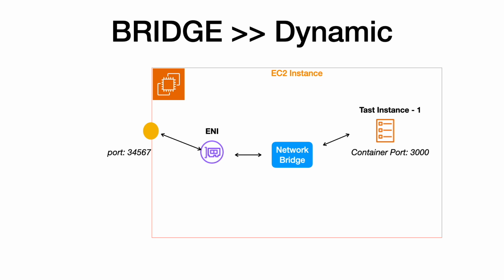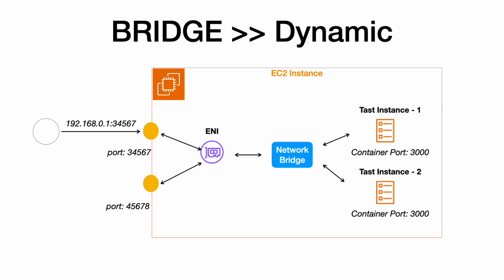You can access the application by specifying the EC2 instance IP address and the allocated host port, which in this case is 34567. If you create another task instance, a different port will be allocated as the host port and mapped to the respective container instance. The bridge mode with dynamic mapping enables us to run multiple task instances. ECS keeps track of these dynamic ports and updates the dependent APIs automatically.